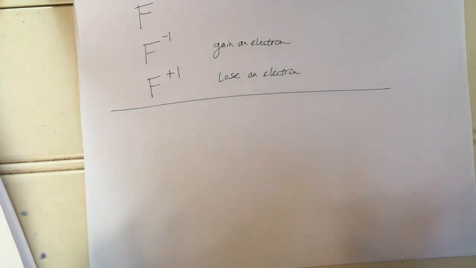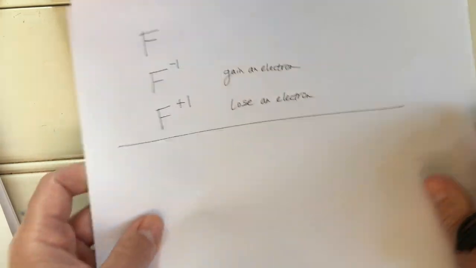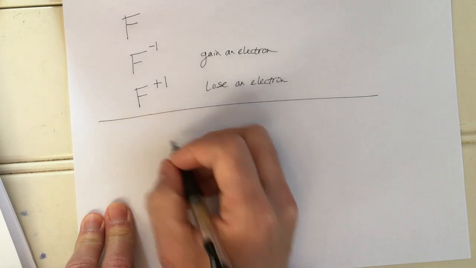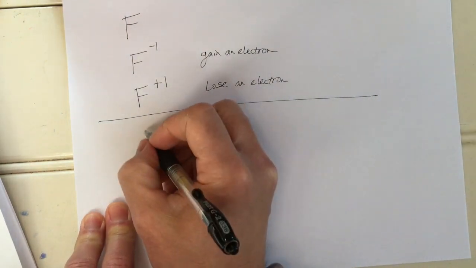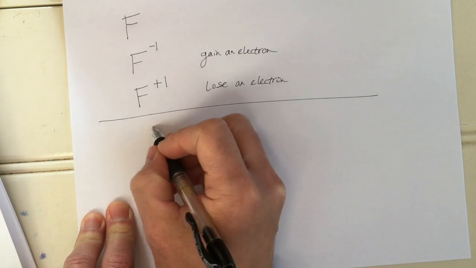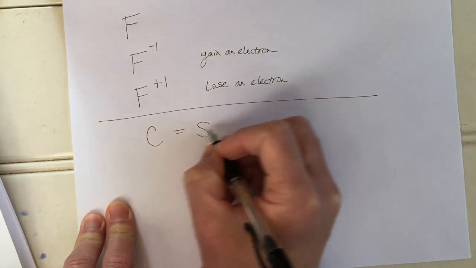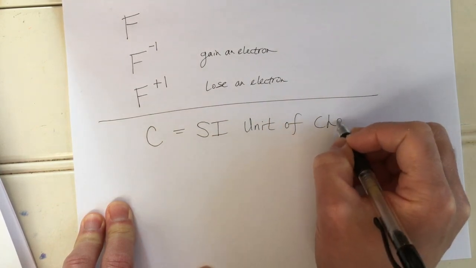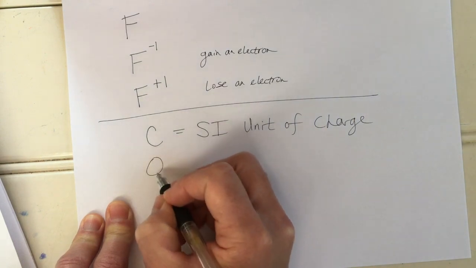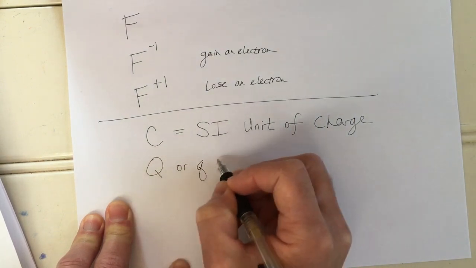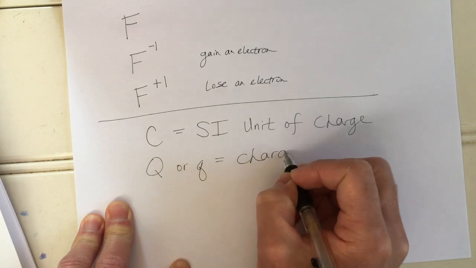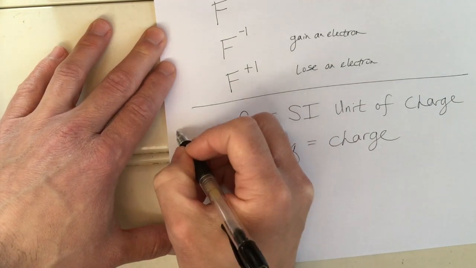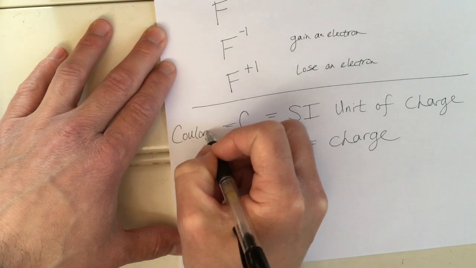is an electron. And what does that mean? How can we use that? Well, first of all, an electron is a very small unit. We actually like to use something instead, a coulomb, as our unit of charge. This is actually our SI unit of charge. Our symbol for charge is capital Q or lowercase q. And capital C here is coulomb, named after, I believe, Charles Coulomb.